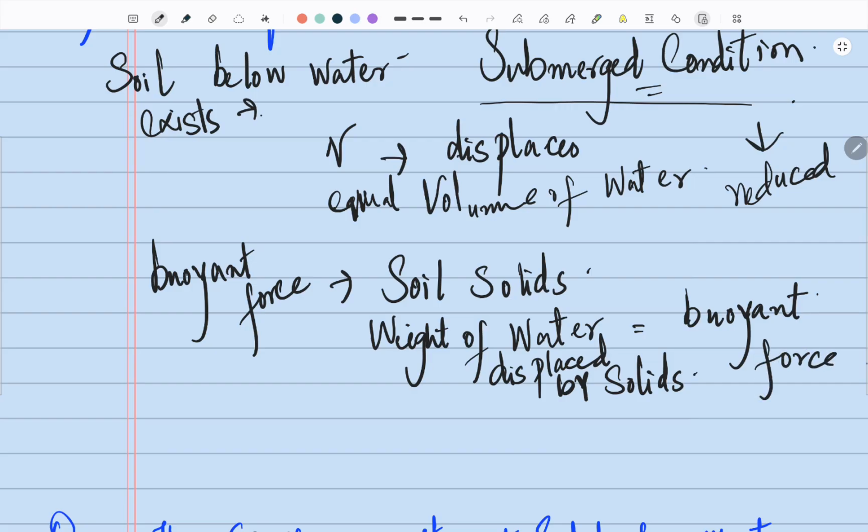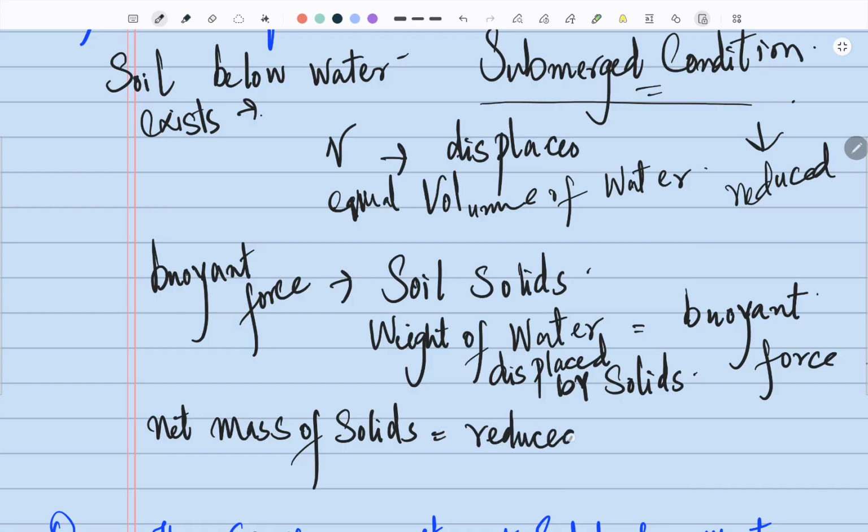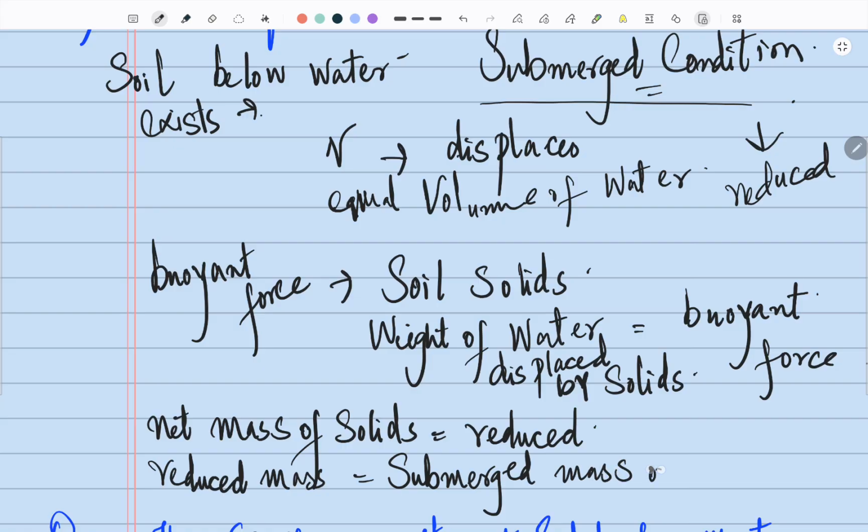So the net mass of solids will be reduced. This reduced mass of the soil when it's in submerged condition is known as the submerged mass or the buoyant mass.